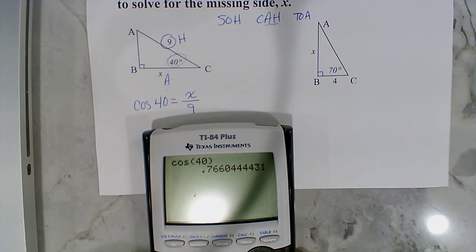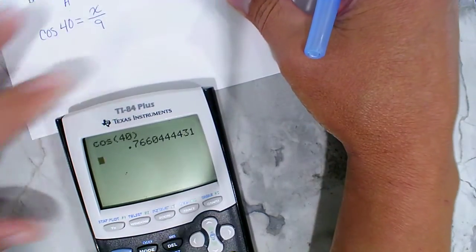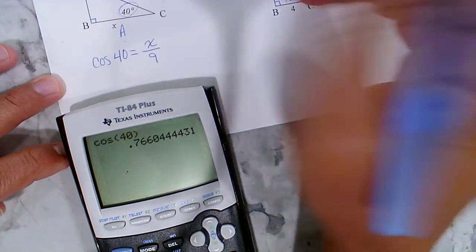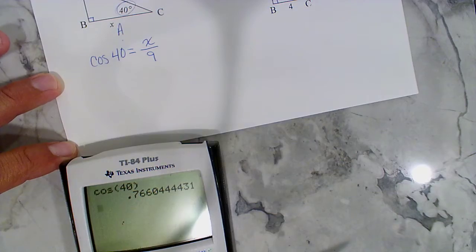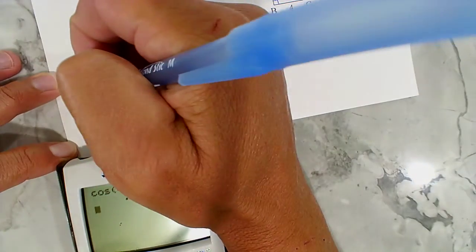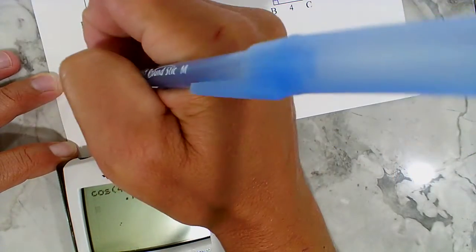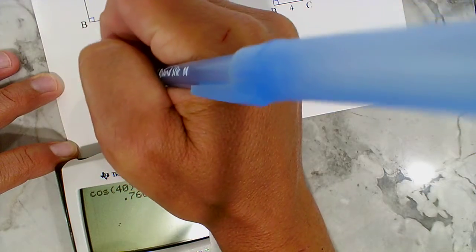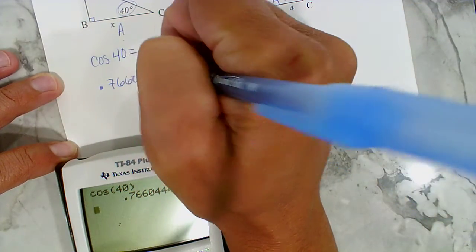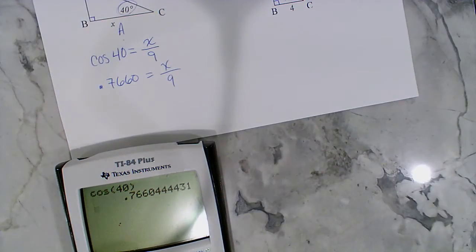So I'm going to copy this ugly decimal. But my rule of thumb for my students is always give me 4 decimal places. 0.7660 equals x over 9. Okay, that's fine. I can deal with that.